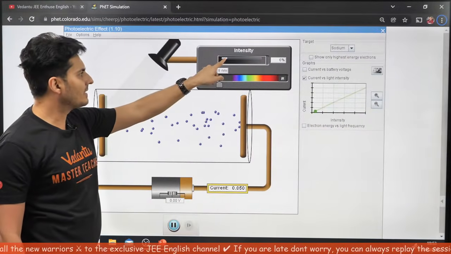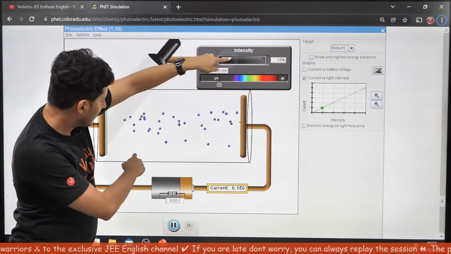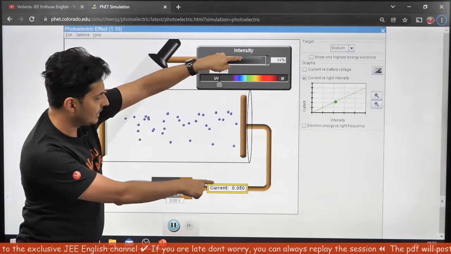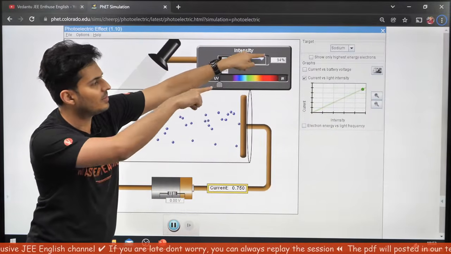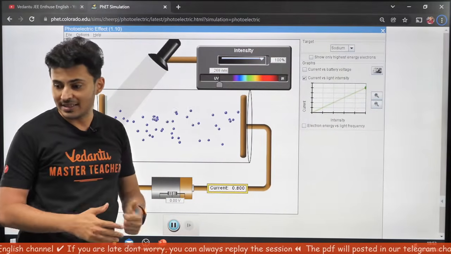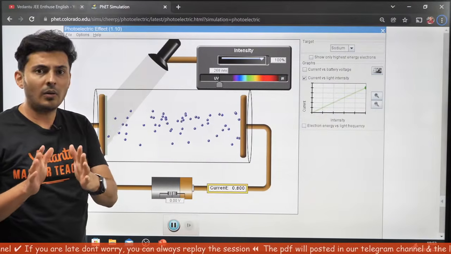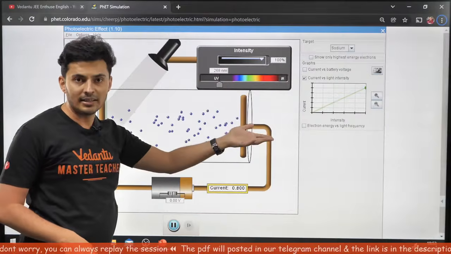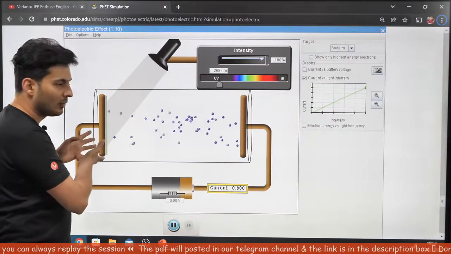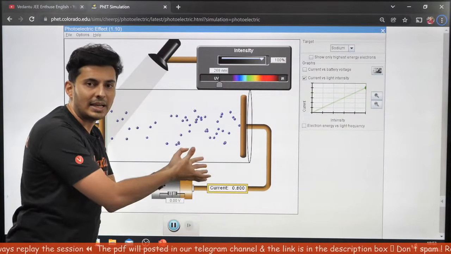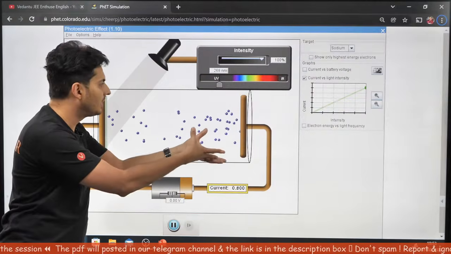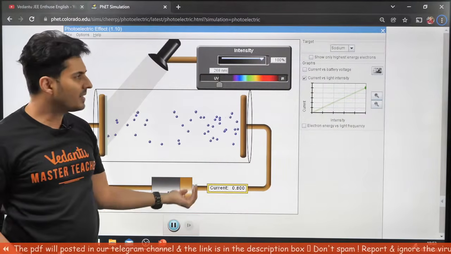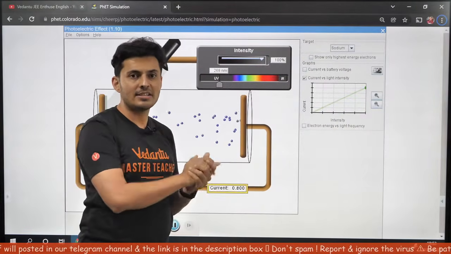If I keep increasing the intensity, you can see the current will keep on increasing, and that's why the graph keeps on increasing over there. Now that you have realized that increasing the intensity increases the number of photons, increases the number of electrons, increases the current, you also realize that the graph will be an increasing one.